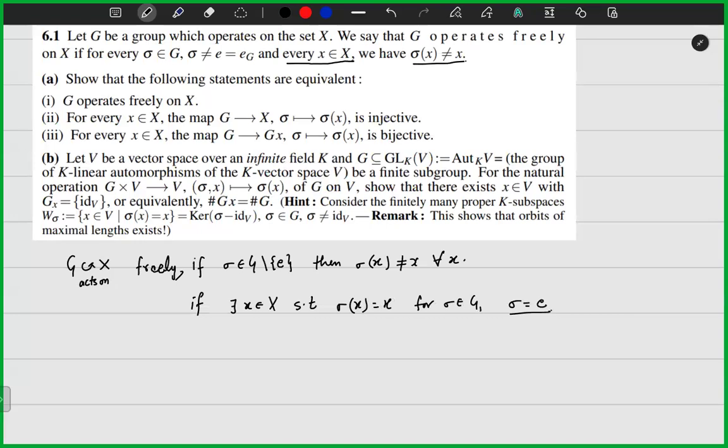So now we come to part A. What is part A saying? We have to show the following statements are equivalent. So let's see, first implies second. How will we do it? We know that G acts on X freely.